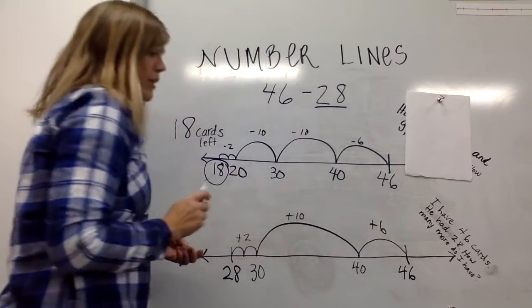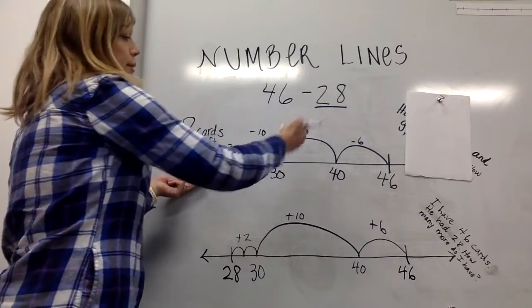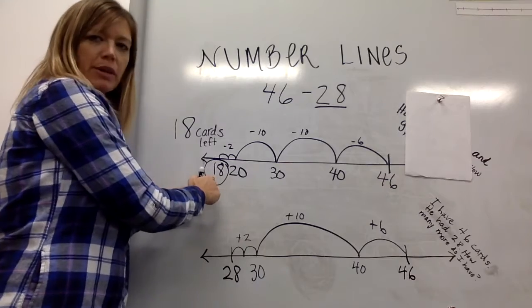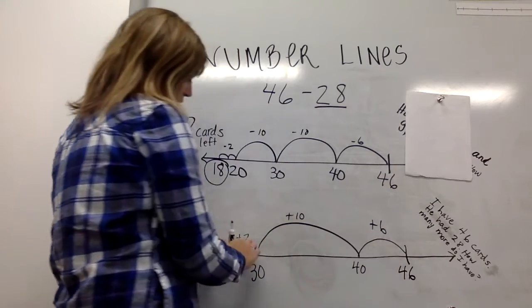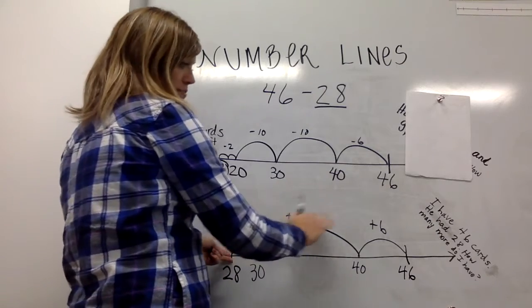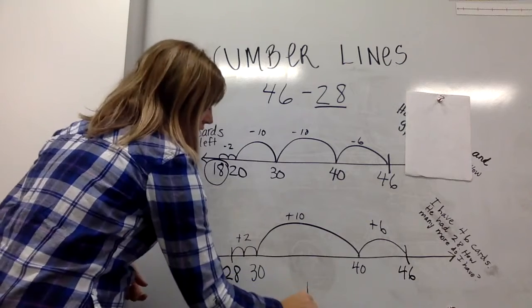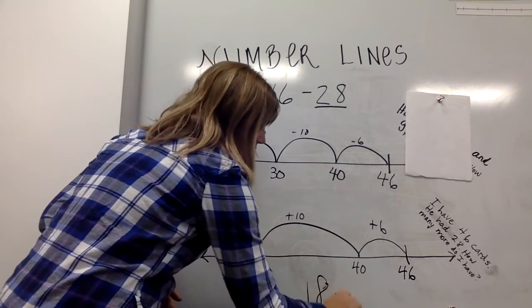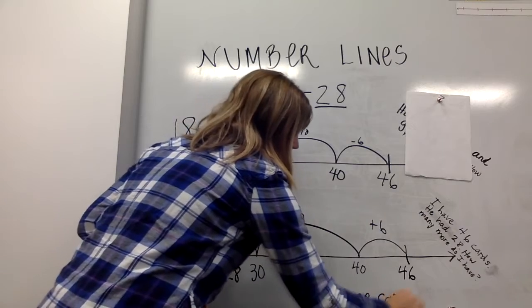In the problem above, we worked our way back to find out where we ended up on the number line. In this scenario, we're looking at what's the difference? Well, the difference is 2 and 10 more and 6 more. 2 plus 10 plus 6 is 18. I have 18 more cards.